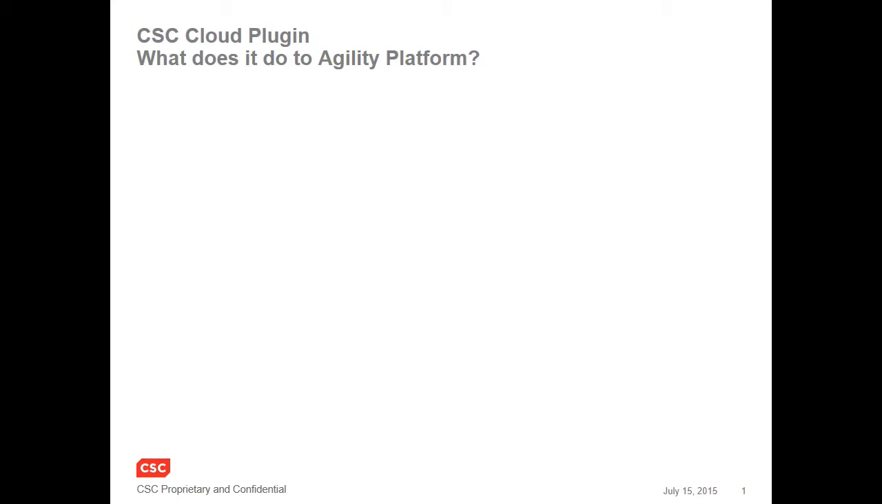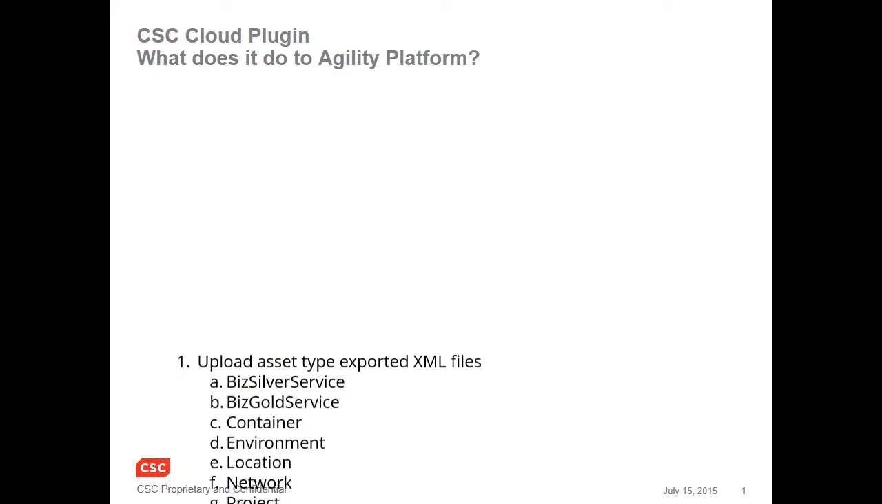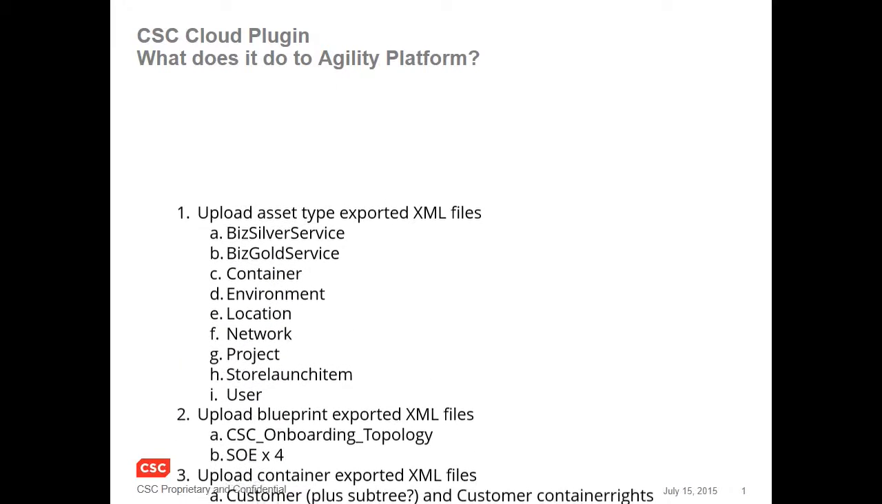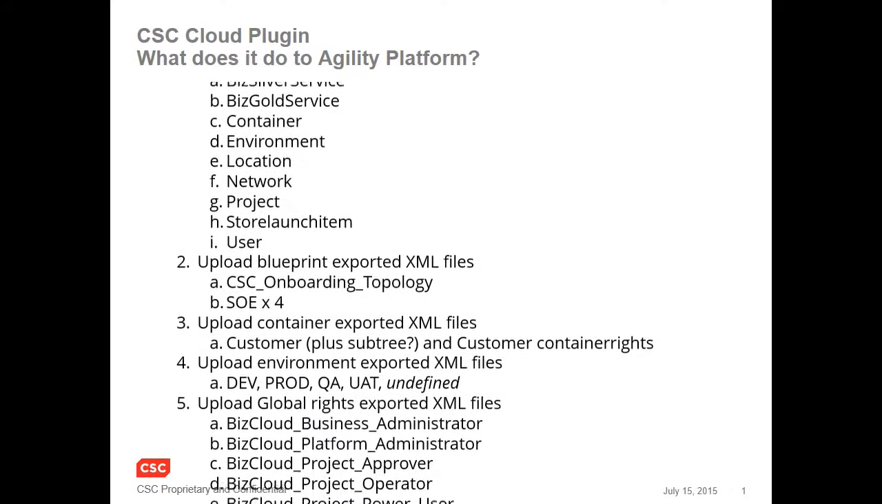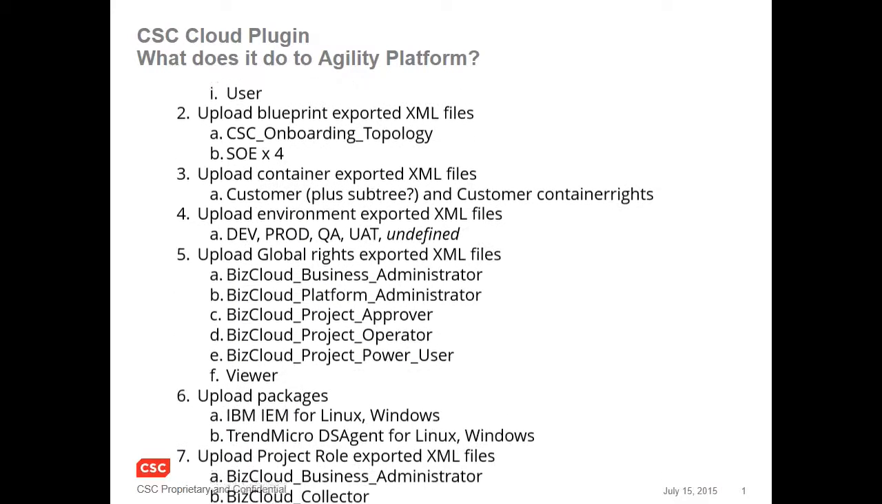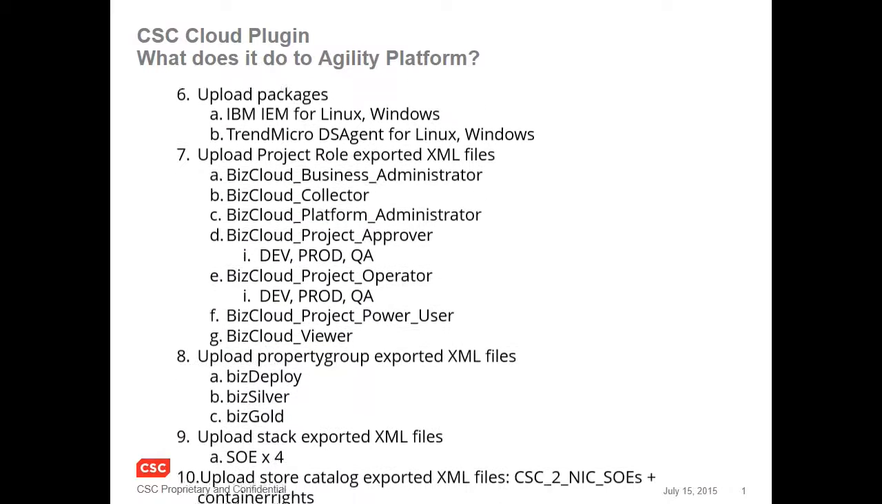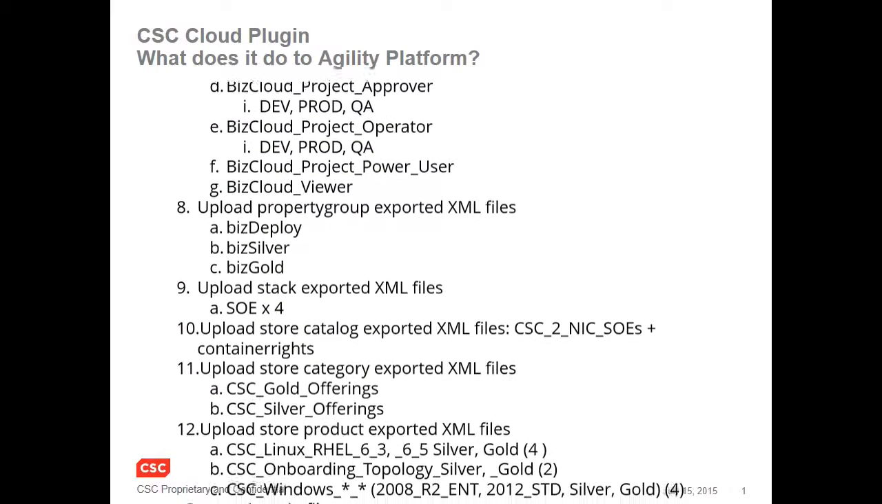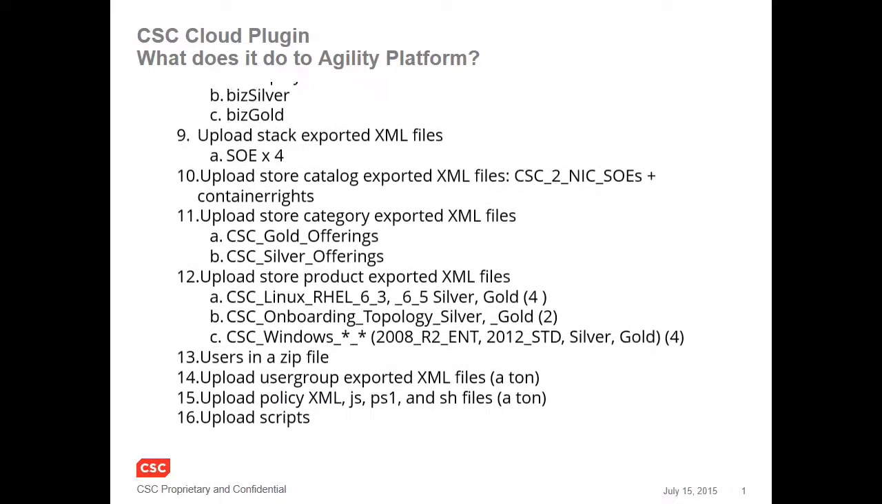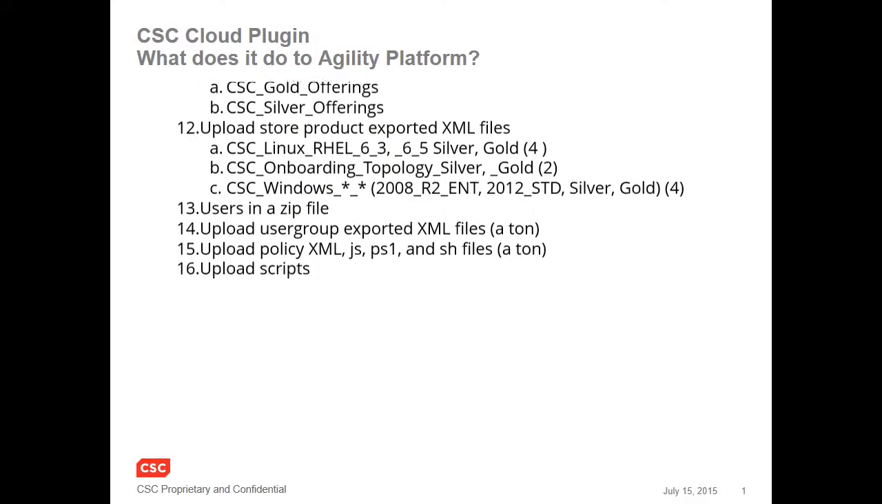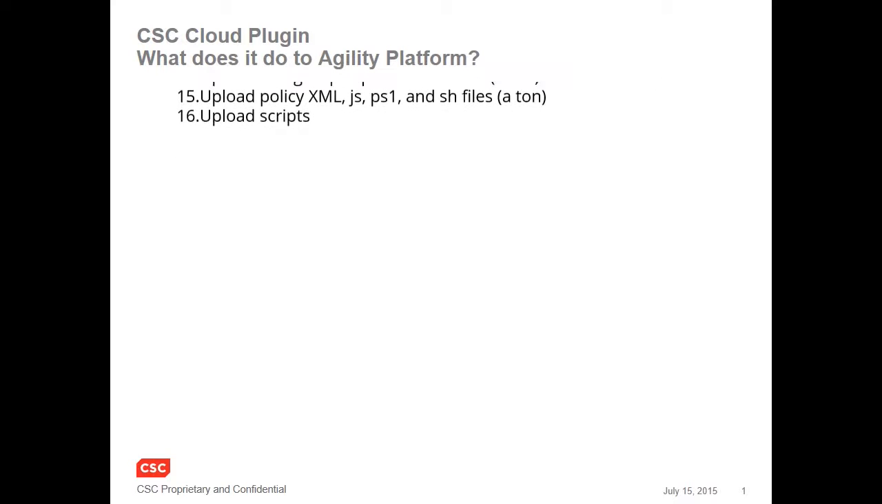Now, so those are the differences between a cloud-enabled and a non-cloud-enabled. So one thing we need to also talk about is what exactly does Cloud Plugin do to the Agility Platform? Well, the biggest thing it does is upload a tremendous number of XML files that include definitions for services, environments, store admins. It includes the definitions for the SOEs. It includes global rights and packages. It includes the project roles all through there as XML files. It includes the container rights, stack definitions, store definitions, a large number of users, a large number of policies, and a large number of scripts. So as you can see, there's a large number of things that are actually pushed into Agility Platform.